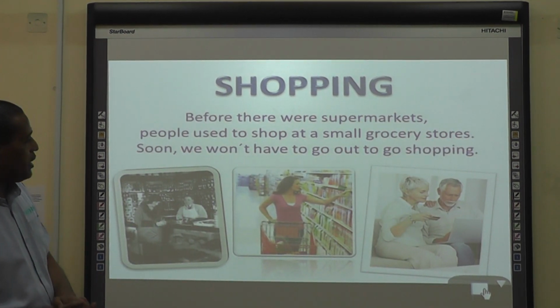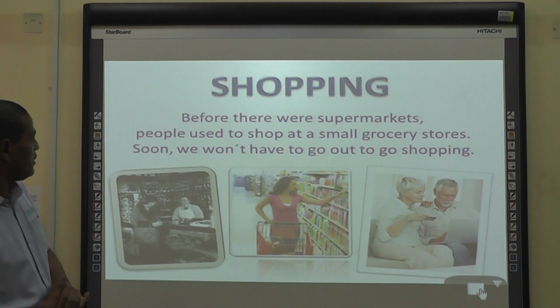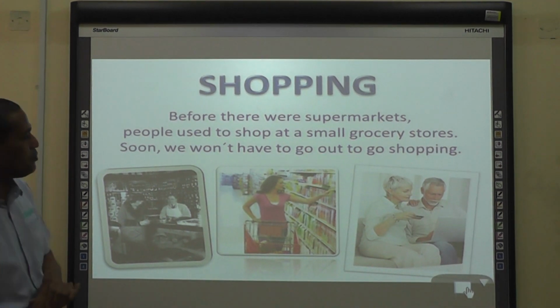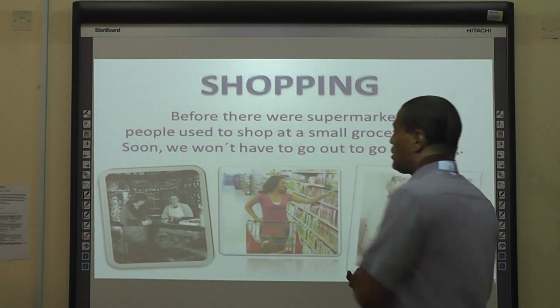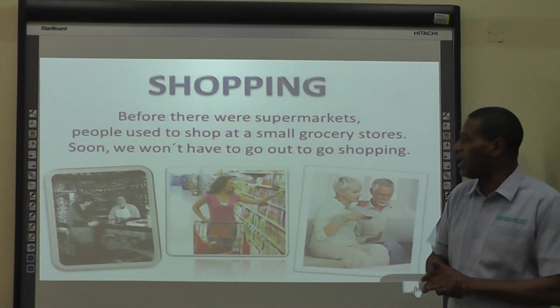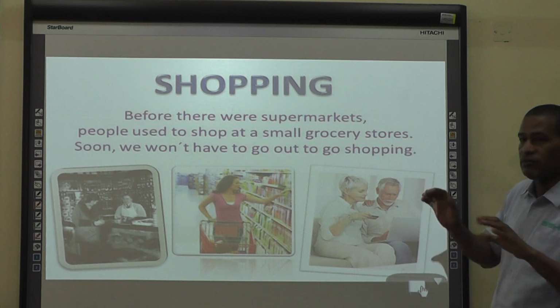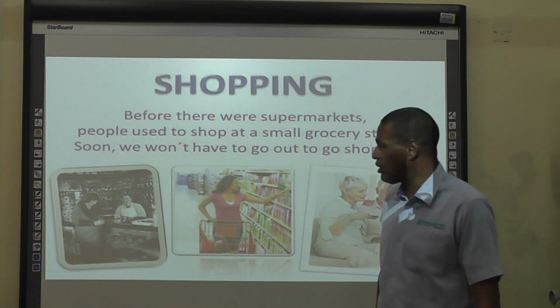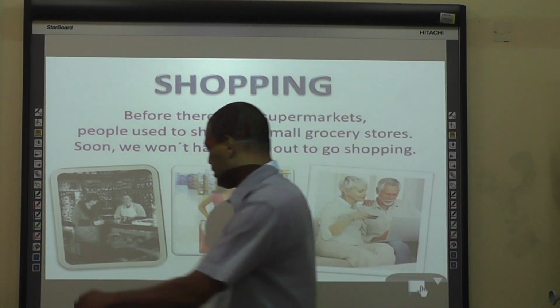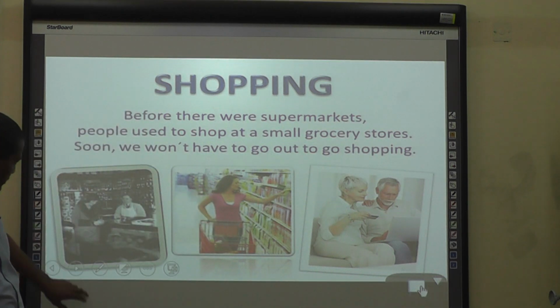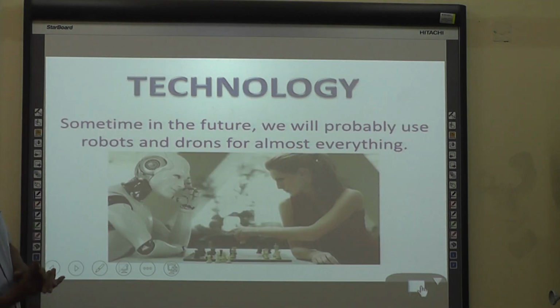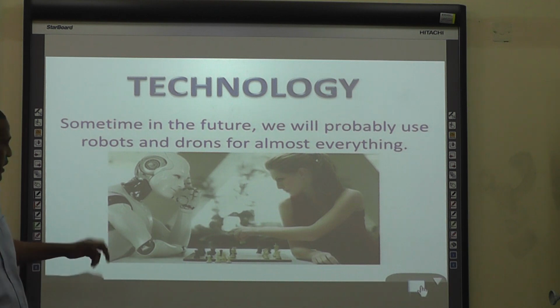Before there were supermarkets, people used to shop at small grocery stores. Soon we won't have to go out shopping. You can do shopping online. Now we are doing it. Sometime in the future, we will probably use robots and drones for almost everything.